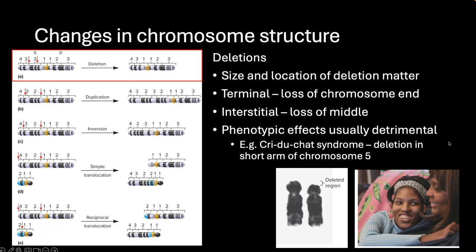Deletions often have phenotypic consequences, and these are typically negative in nature. One example is Cri-du-Chat syndrome, a deletion in the short arm of chromosome 5, which leads to a phenotype of a cat-like cry in infancy, short stature, characteristic facial abnormalities, and microcephaly.